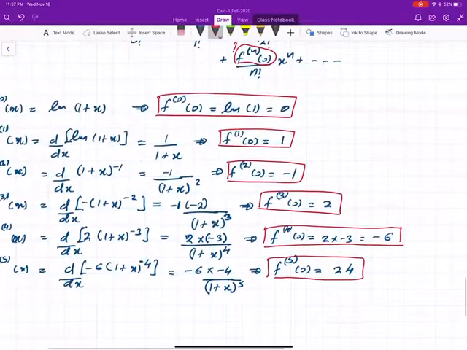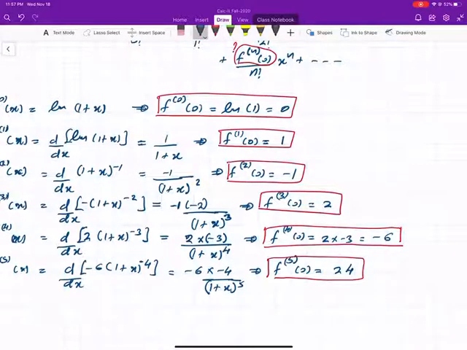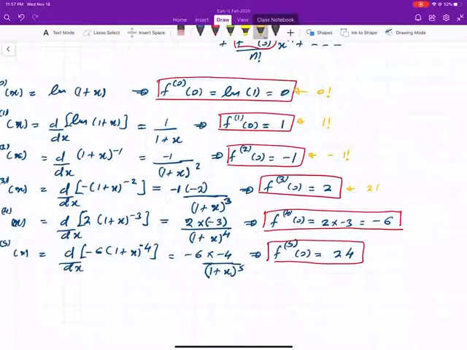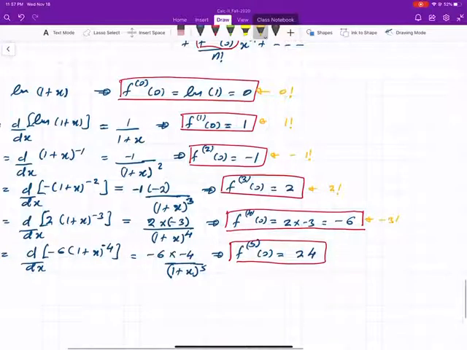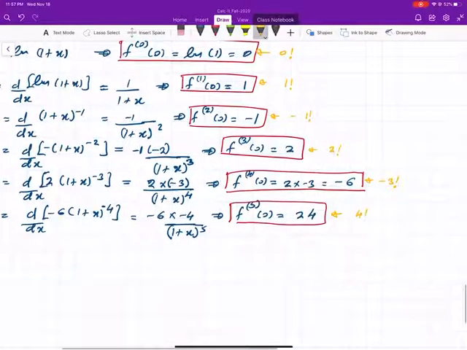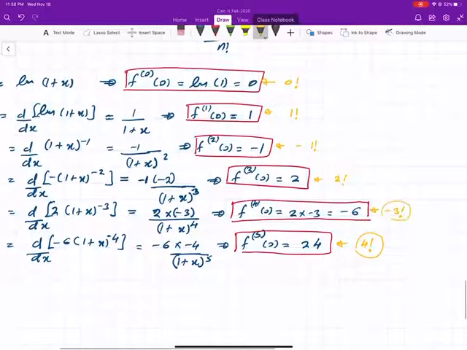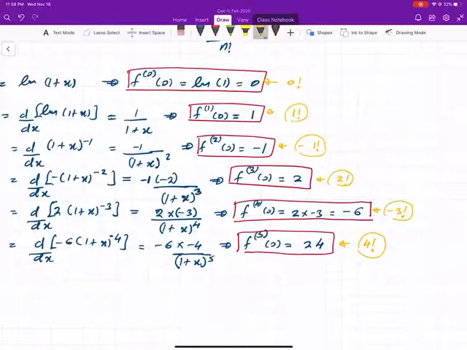Okay, let's see whether you can see a pattern. This 0 can be written down as factorial 0. This 1 can be written down as factorial 1, and this negative 1 can be written down as negative factorial 1, and this 2 can be written down as factorial 2, and this 6 can be written down as negative factorial 3, and this 24 can be written down as factorial 4. Alright, it goes like factorial 4, negative factorial 3, factorial 2, negative factorial 1, and again factorial 1. Okay, this is the pattern you have.